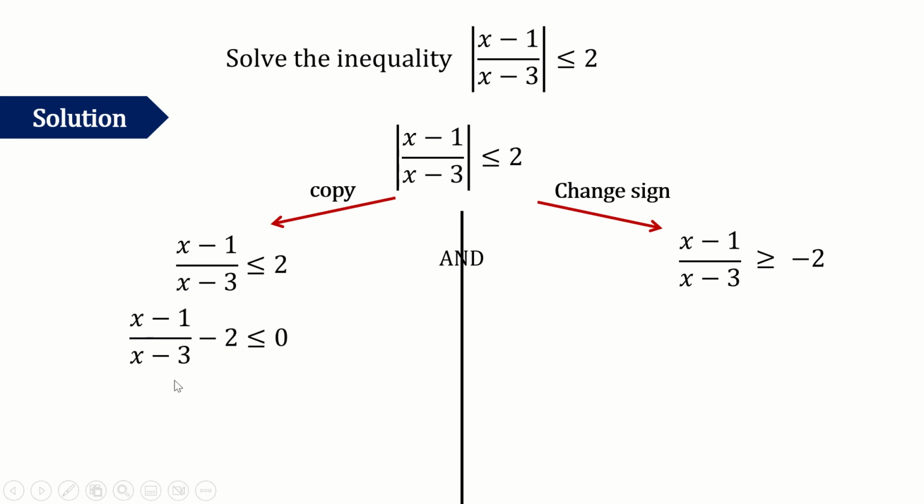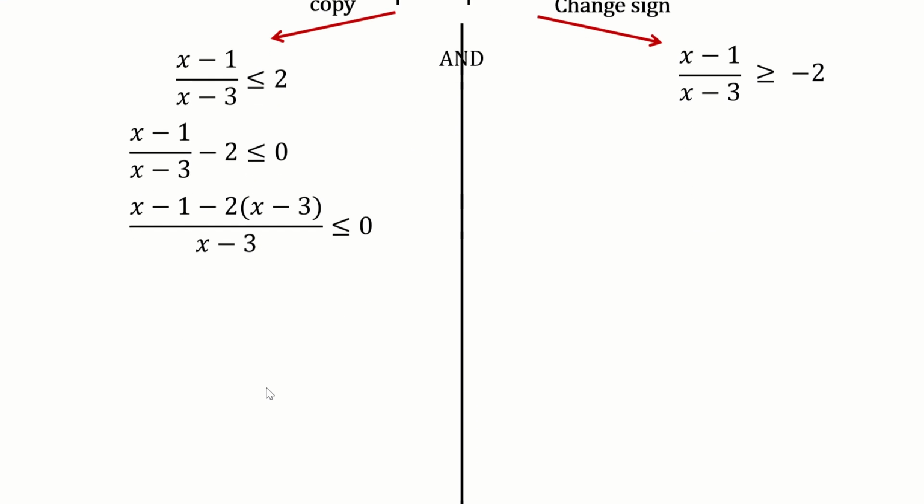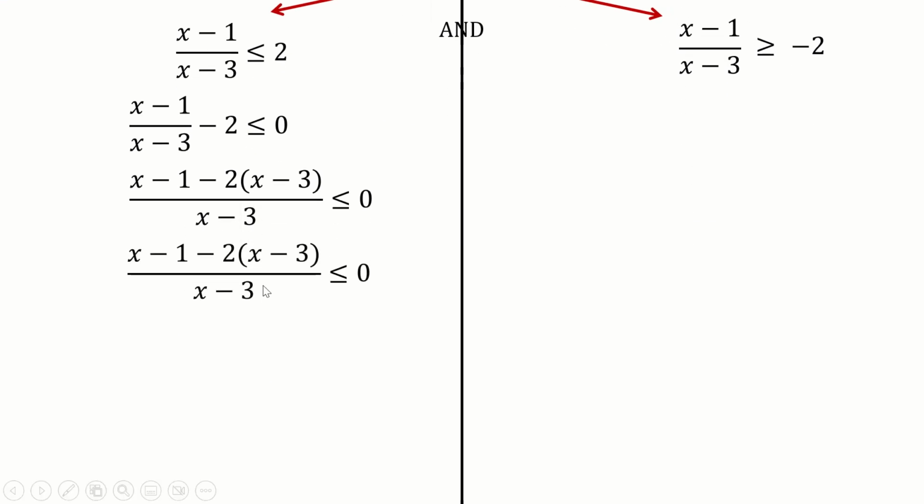And then we need to combine these two terms into one fraction. So we cross multiply. So we have x minus 1 minus 2 times (x minus 3). And then we can simplify the numerator. So we multiply negative 2 inside the bracket first. It becomes negative 2x plus 6.